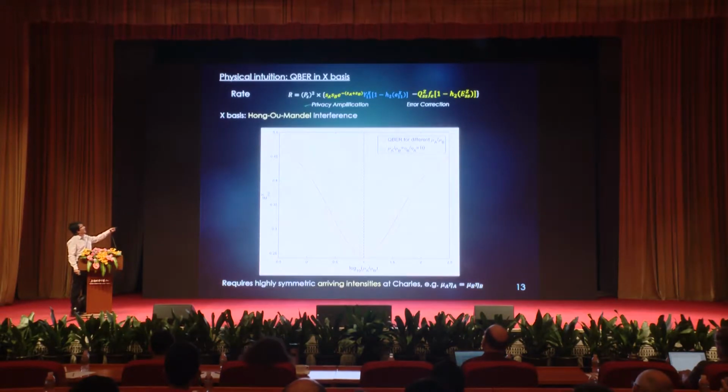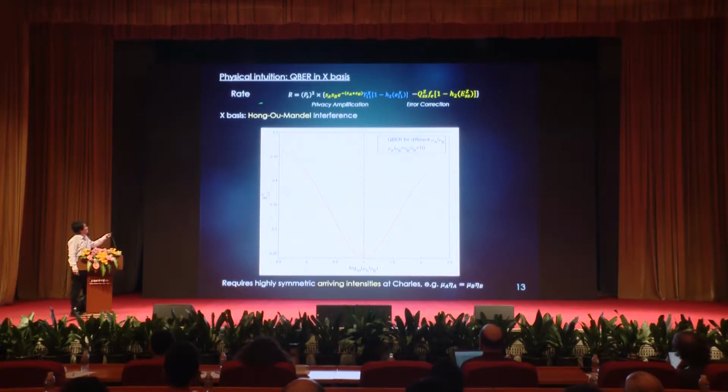So when we look at the key rate again, it consists of two parts, the error correction part, which comes from the signal states, and also the privacy amplification part from the decoy state analysis in the x basis. Now, this x basis is dependent upon Hong-Ou-Mandel interference, so it requires highly symmetric receiving intensities at Charlie. That is, this mu_A eta_A, where eta is the transmittance, has to be similar to mu_B eta_B in order for a high visibility to be maintained and the QBER to be low.